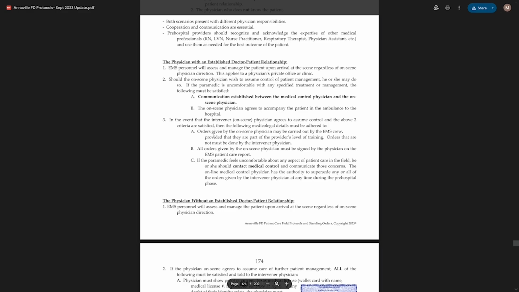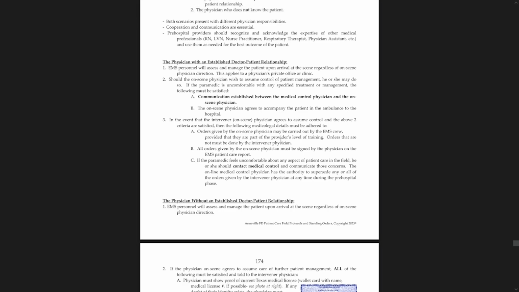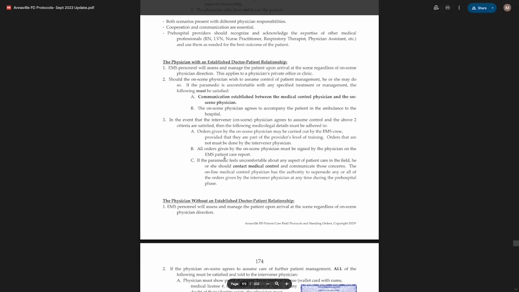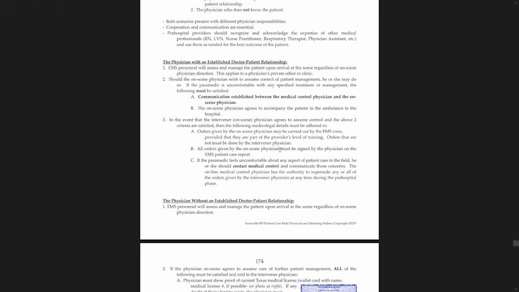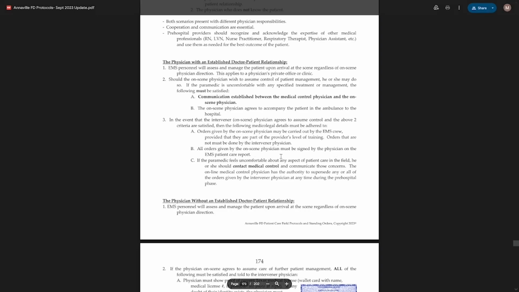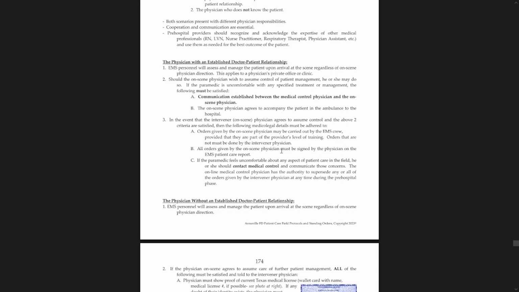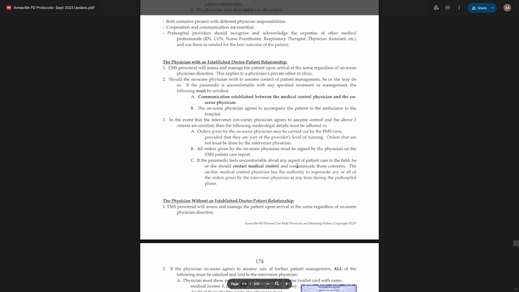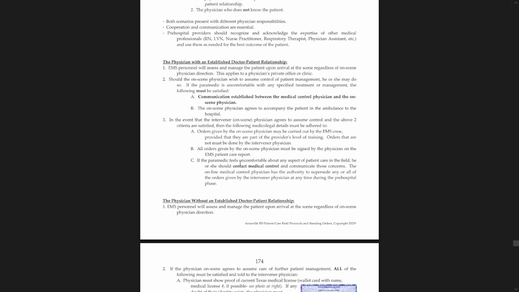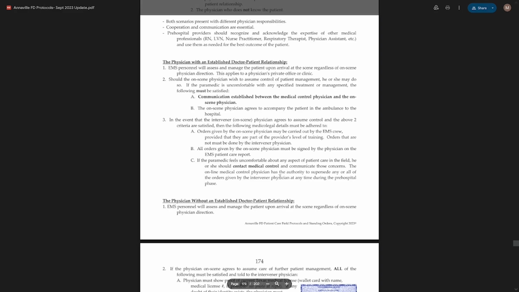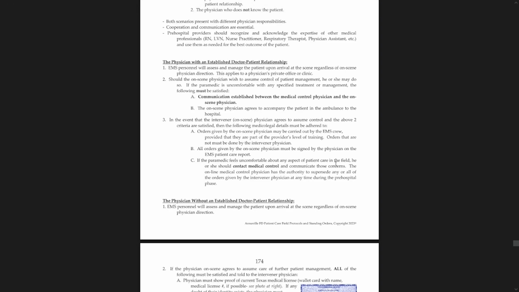Orders that are not must be done by the intervener physician. All orders given by the on-scene physician must be signed by the physician on the EMS patient care reports. If the paramedic feels uncomfortable about any aspect of the patient care in the field, he or she must contact medical control and communicate those concerns. The online medical control physician has the authority to supersede any or all of the orders given by the intervener physician at any time during the pre-hospital phase.